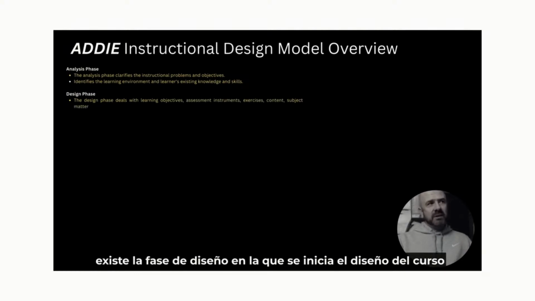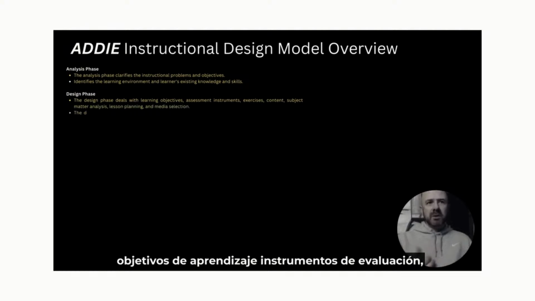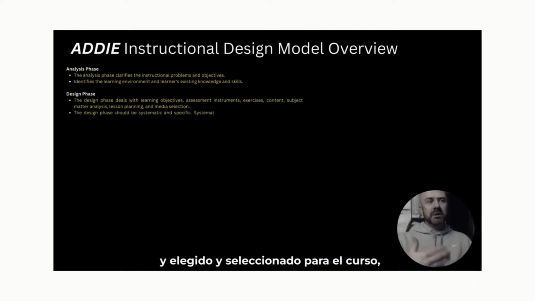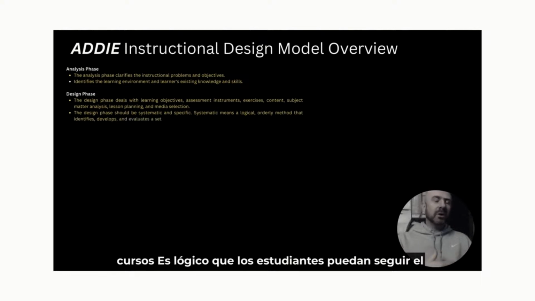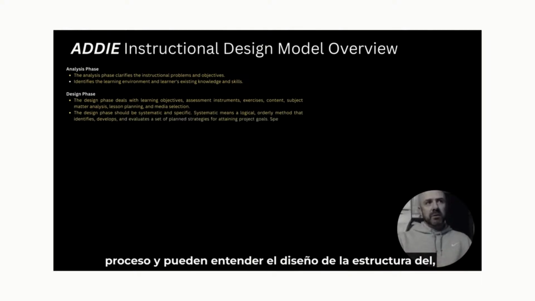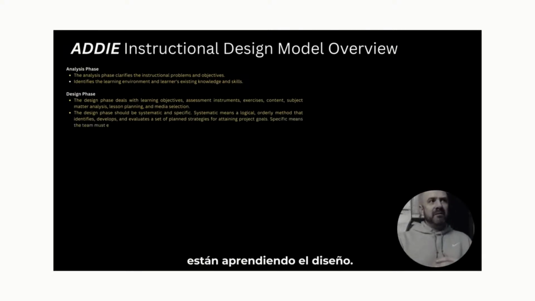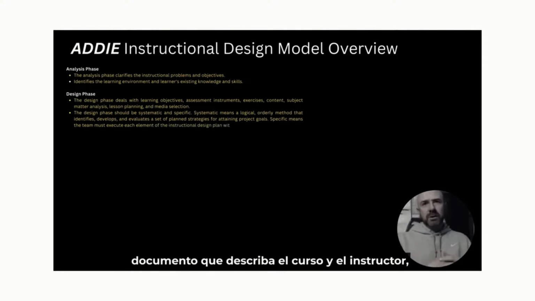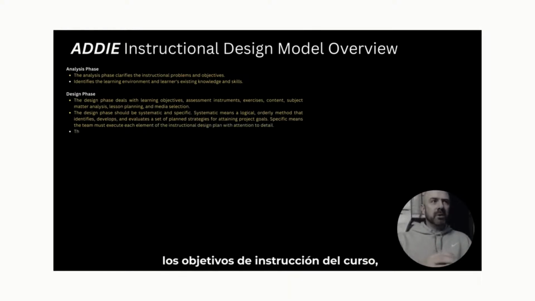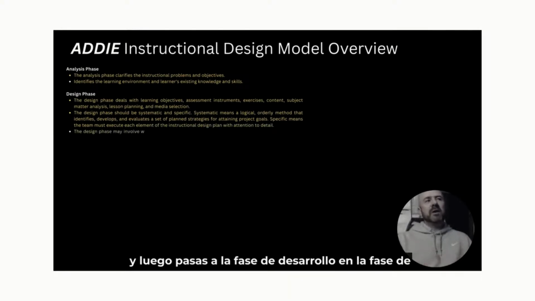There's the design phase in which the design of the course begins, learning objectives, assessments, instruments, exercises, and content is begun to be looked at and chosen and selected for the course. This needs to be systematic and specific so that it's targeted for specific courses and it's logical. Students can follow along with the process and they can understand the design of the structure of their learning. The design phase may also involve writing and creating a document which outlines the course and the instructional objectives of the course. And then you move into the development phase.